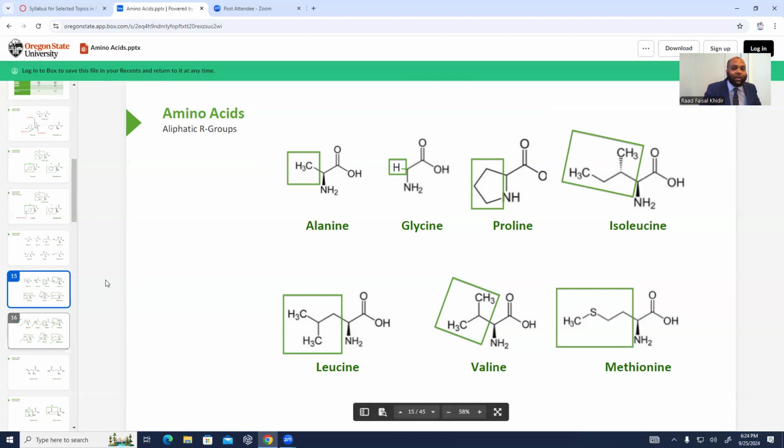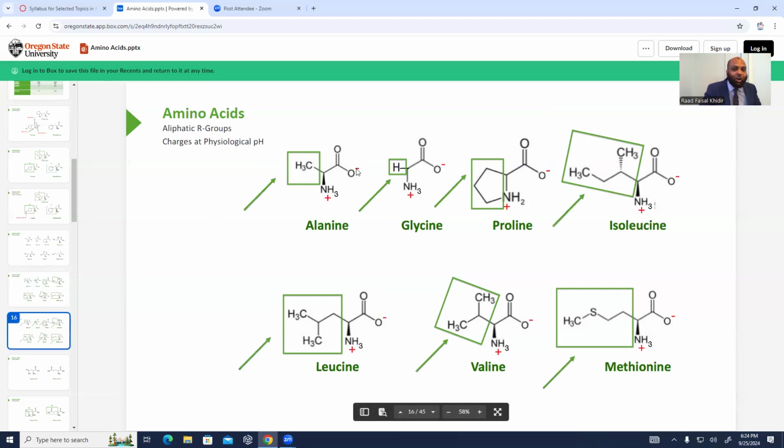The minus charge is going to cancel with the plus charge, and you're going to be neutral. These are the aliphatic groups. Don't forget that. The aliphatic groups are the groups that are not charged at physiological pH. The charges cancel out with your amino terminal, which is positive.